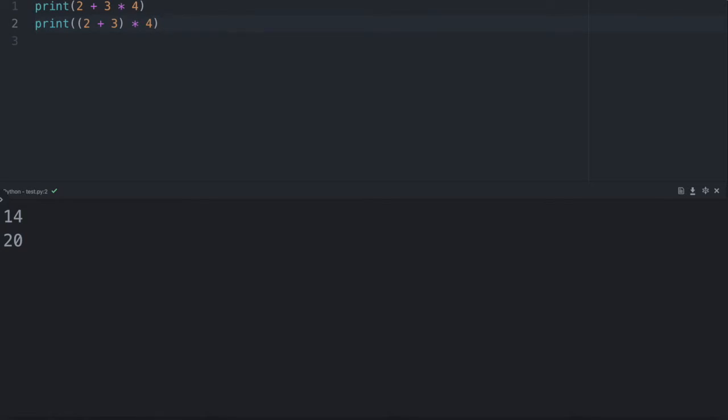The result is now different. Even if the numbers and operations are the same, by applying parentheses, you can change the order of the calculation. Of course, the same applies to subtracting and dividing.